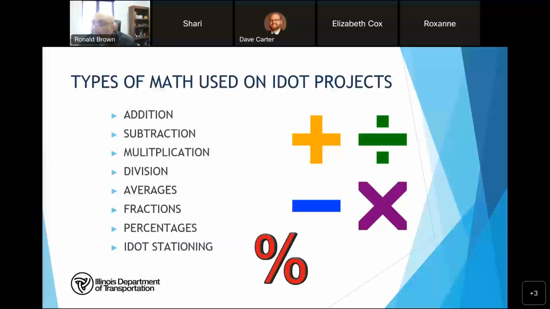The basic types of math used on IDOT projects include addition and subtraction, multiplication, division. You'll also encounter situations where you'll need to have averages calculated, fractions, percentages, and one component of math that's not typically associated as a mathematical component is stationing on IDOT projects. We'll get into a little bit of how stationing works, where it's located on the project, and how it can be used.